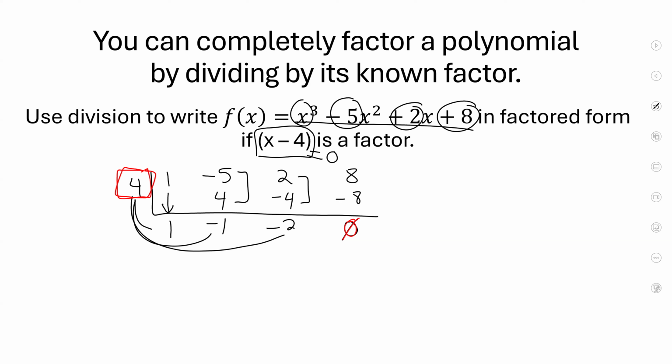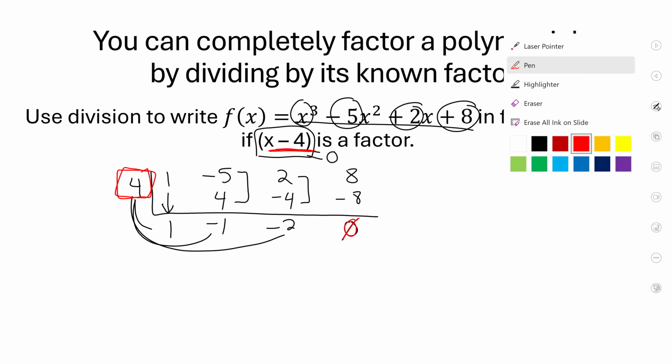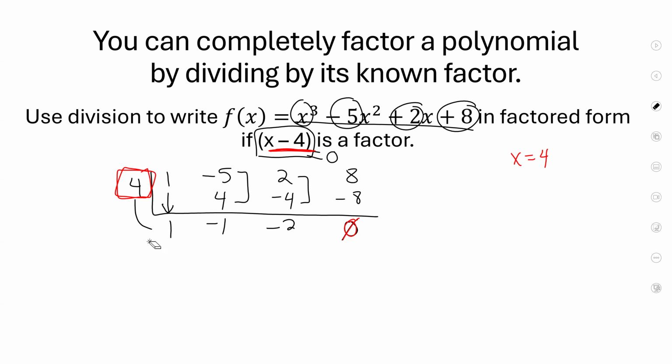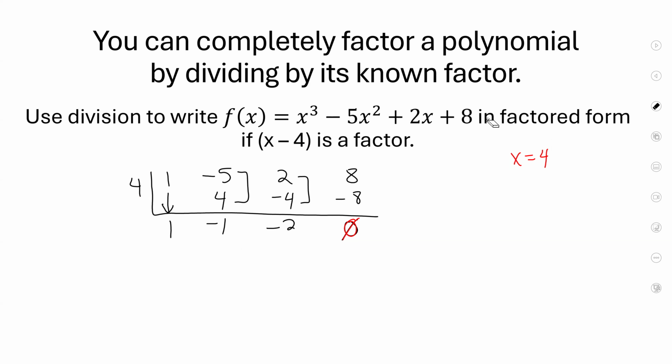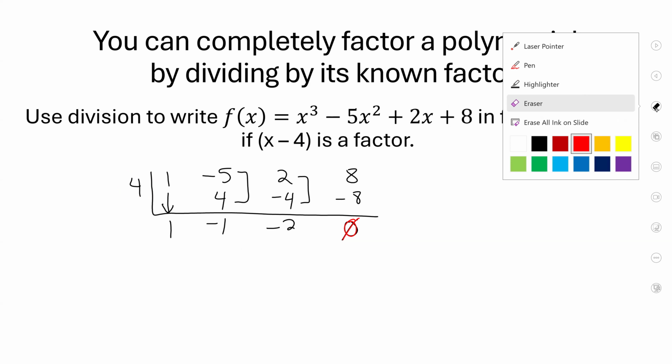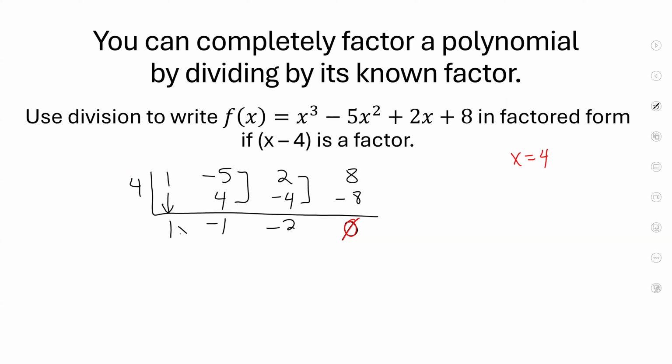They also told you that this was a factor anyway. So I already knew that 4 was a solution. So I know that x equals 4 is one of my answers. Let's finish the synthetic division process. I started out with x cubed. So what is this one going to be? Exactly. It'll be an x squared.